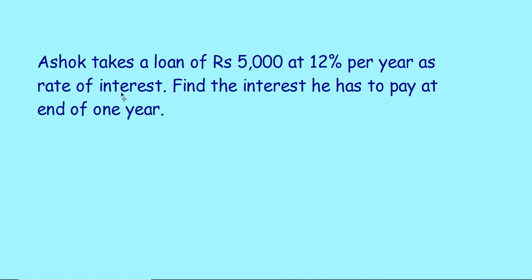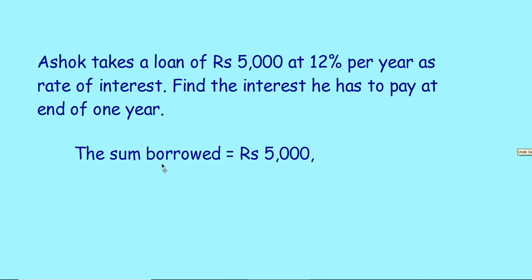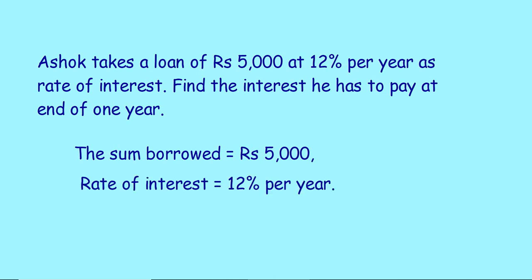Let us discuss a question. Ashok takes a loan of rupees 5,000 at 12% per year as rate of interest. Find the interest he has to pay at the end of the year. Here, sum borrowed is rupees 5,000, or we can say the principal is equal to 5,000, and the rate of interest is 12% per year. That means for 5,000 every year you have to give 12%. So to find out the interest, you have to find out 12% of 5,000.